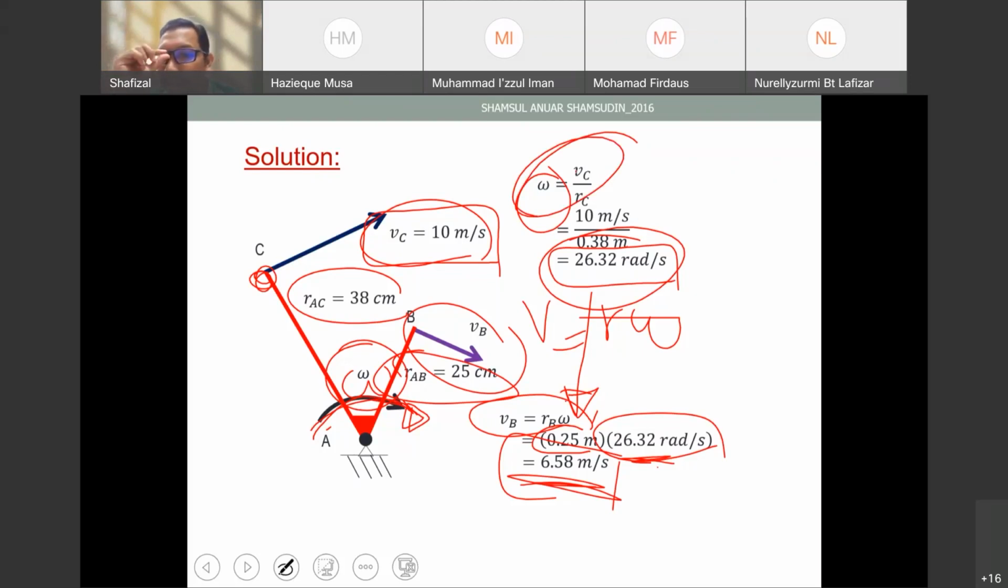And bear in mind that the angular velocity for this case is the same for both links. Angular velocity sama for both links, link AC and also AB. Using the same equation, VB equals RB omega. Omega the same, RB is the distance, the length of the link AB, then we can find the velocity of point B. Right? Okay, so that is how you solve these problems.